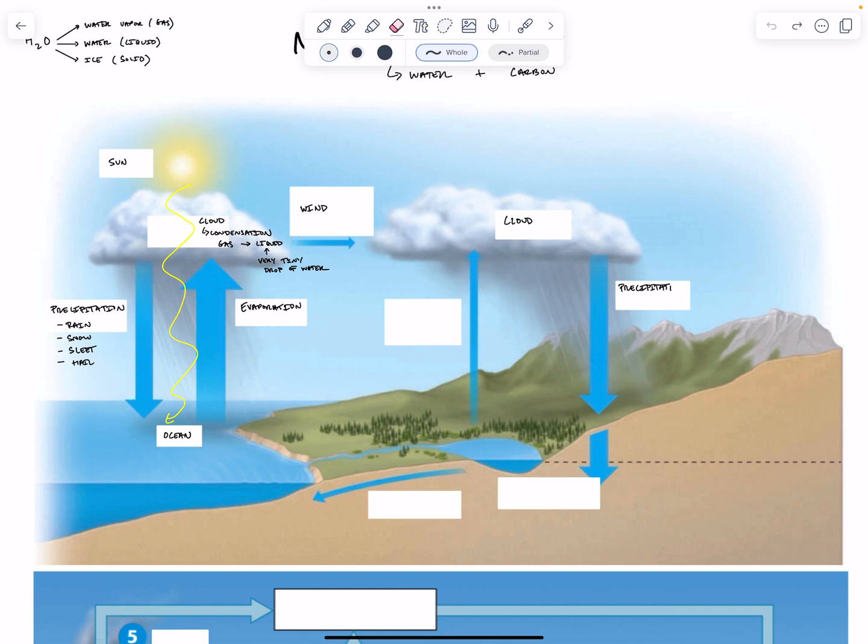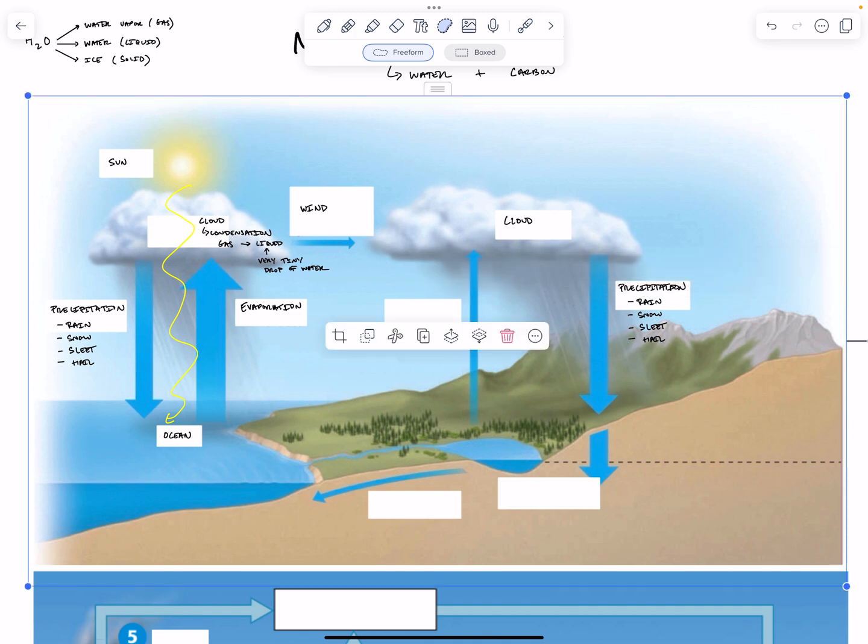I think I can grab this and copy it, and I don't know if it's going to let me paste. Haha. Sorry, you can't do that. You got to write it out again.